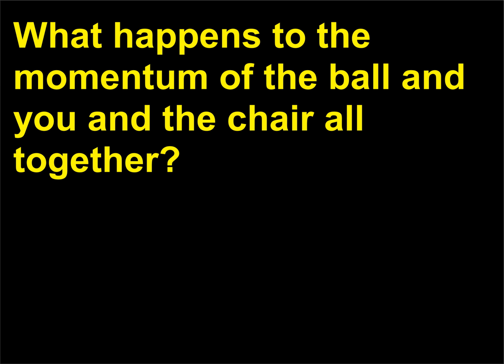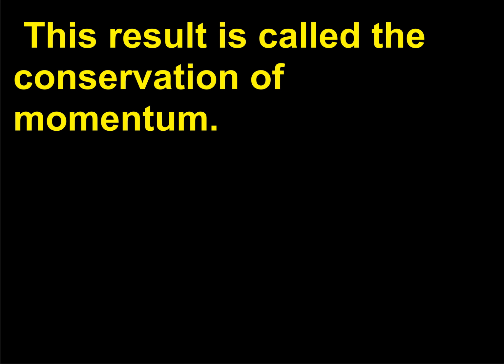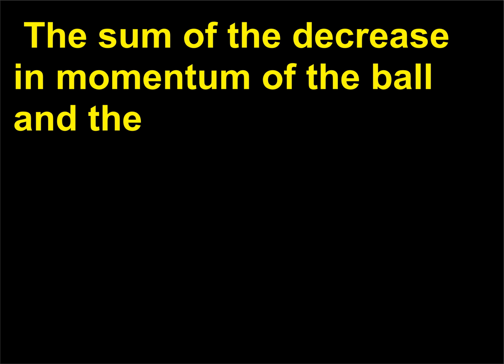What happens to the momentum of the ball and you and the chair altogether? As long as external forces are zero or small, then in any interaction the momentum of the system, in this case the ball, you, and the chair, will be constant. This result is called the conservation of momentum. The sum of the decrease in momentum of the ball and the increase in momentum of you and the chair will be zero.